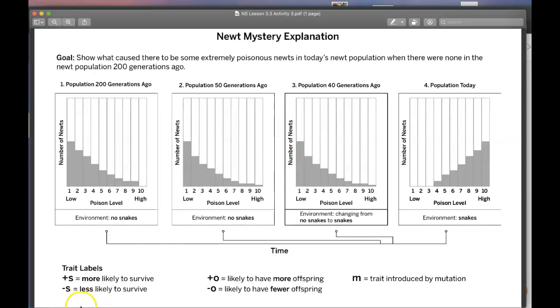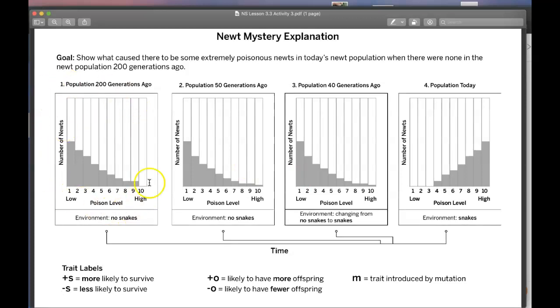So you're just going to label it all here. You can add S's, O's, and M's over one bar if needed. You can add as many as you want. That's pretty much it. You are explaining the unit phenomenon in order to prepare to write an explanation.